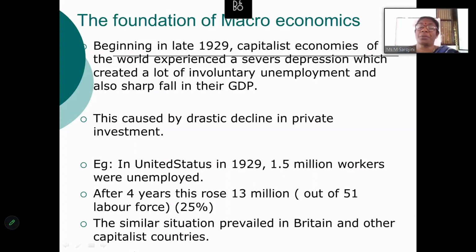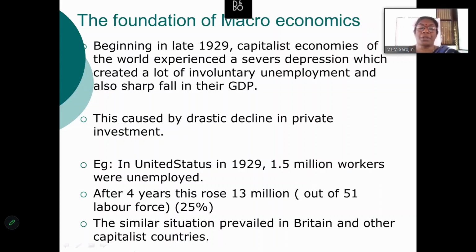What is the importance of investment? Once there is investment, production will increase. For example, in the garment industry, once there is high investment in garments, garment production will increase. Once garment production increases, we can accommodate more people to produce garments, right?